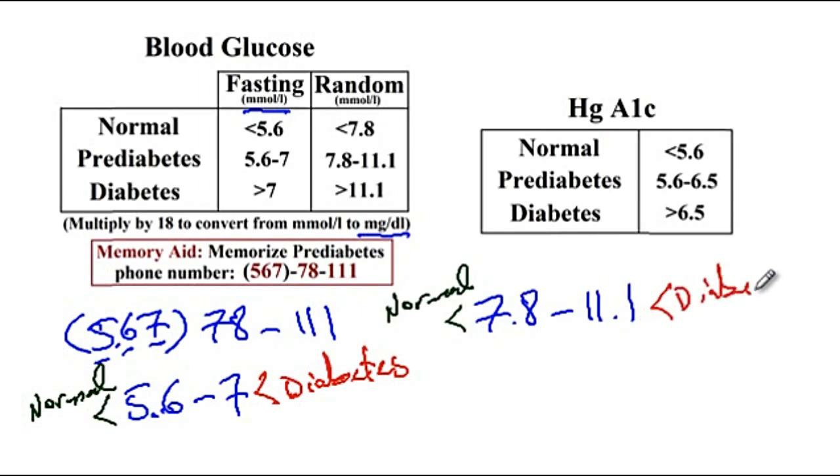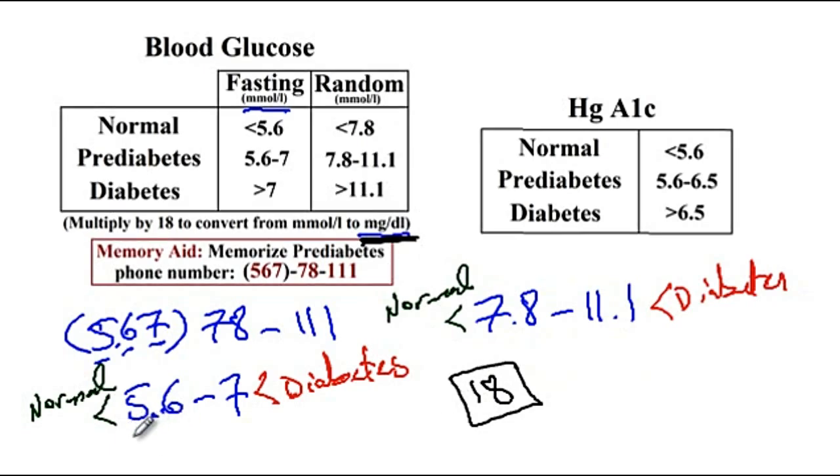diabetes. Now, if you're planning to calculate these numbers in milligrams per deciliter, all you have to do is multiply the numbers by 18. So for instance, 5.6 times 18 is equal to 100, while 7 times 18 is equal to 126. So if a fasting blood sugar is between 100 to 126 milligrams per deciliter, then that's pre-diabetes. Values higher than 126 are diabetes, while values less than 100 on fasting blood sugar are considered normal.